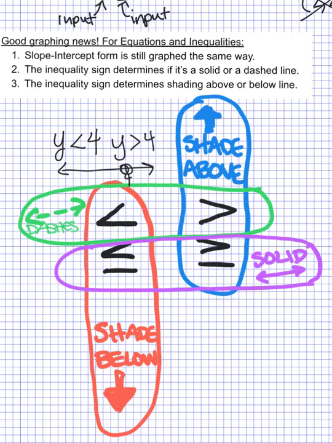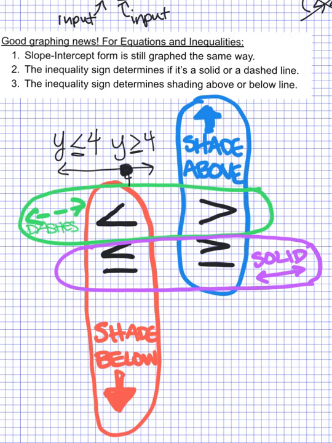And anytime you have y is less than or equal to or greater than or equal to, you're going to have a solid line, because that "or equal to" is like when we had this form and we colored in the dot to show that 4 is one of the solutions.